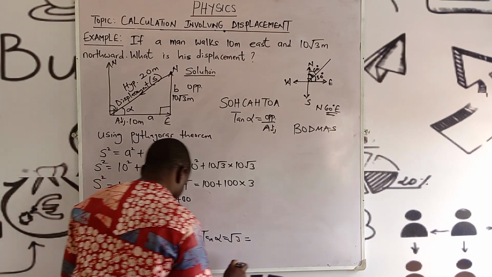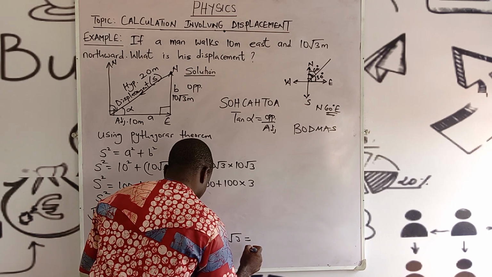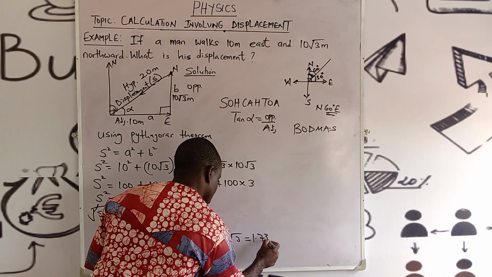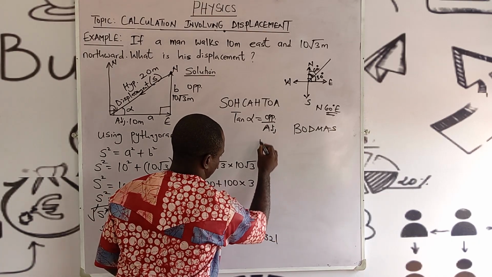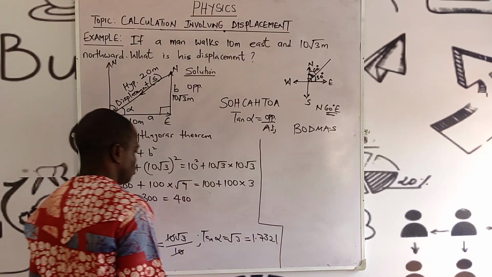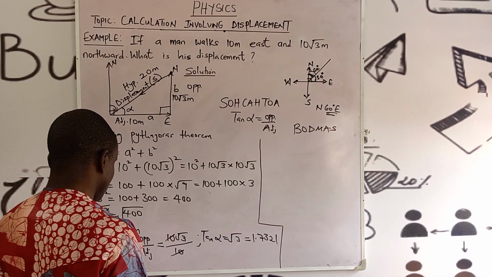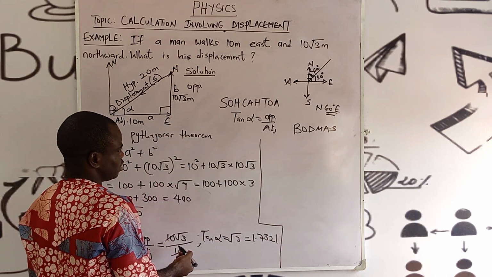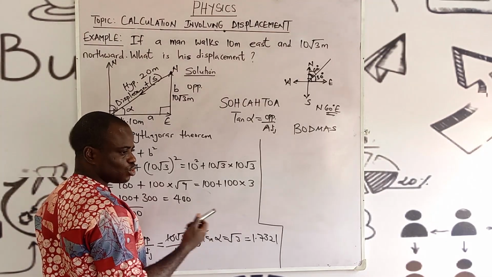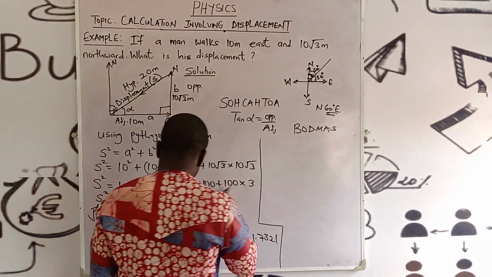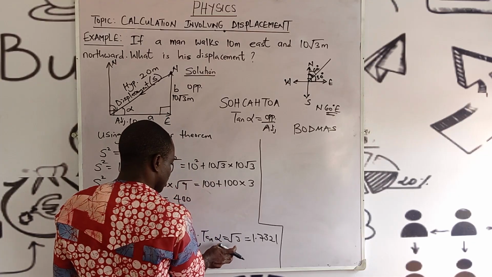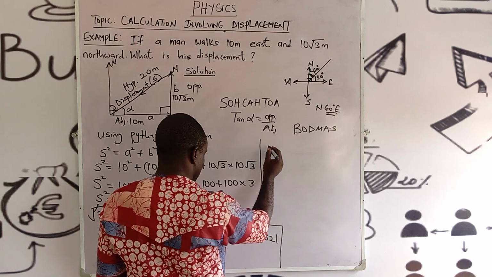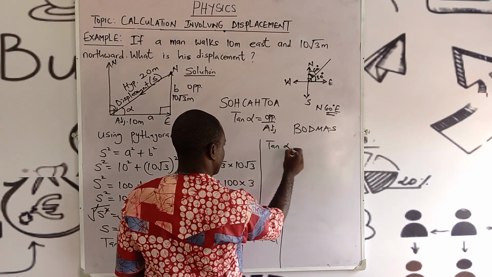What's our root 3? Root 3 is 1.7321. His displacement won't be complete without stating his direction. Displacement must go with direction. Is that okay? Before getting the displacement, we have now gotten the direction. This is what we are trying to look for. Now, tan alpha equals 1.7321.